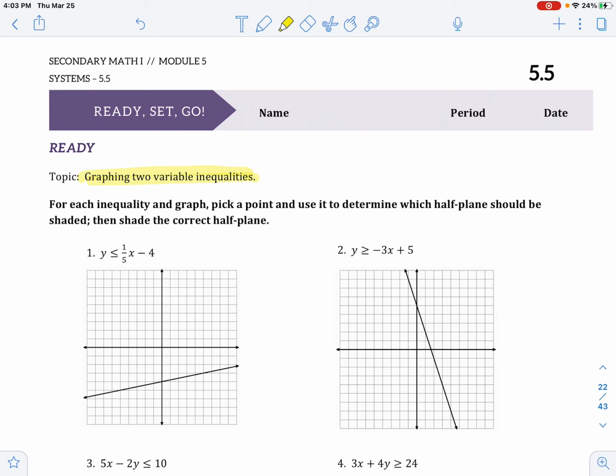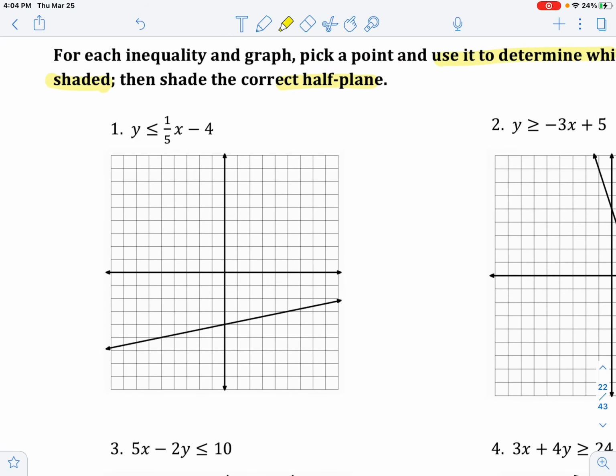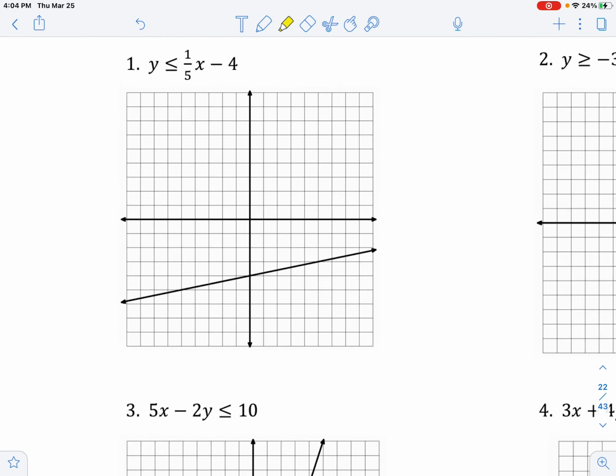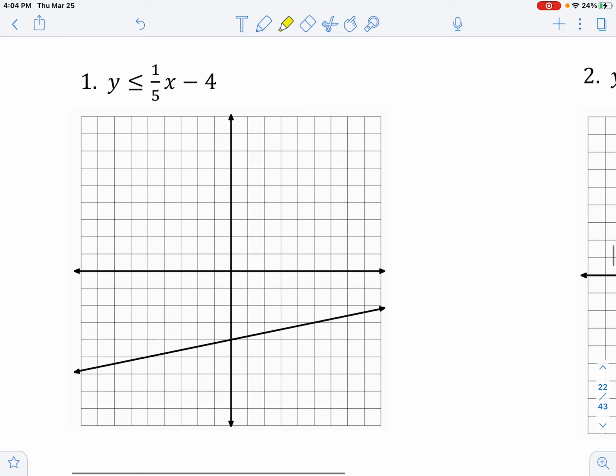For each inequality and graph, pick a point and use it to determine which half plane should be shaded, then shade the correct half plane. You can always test a point, but a quick and easy strategy is to just look at the y-intercept. Your y-intercept is -4, so that belongs to this point. If it is less than or equal to, you look at the y-intercept and shade the below part. So for this one, shading should be done here.